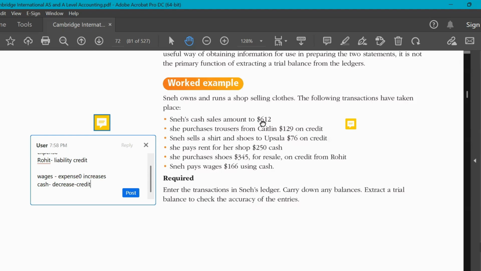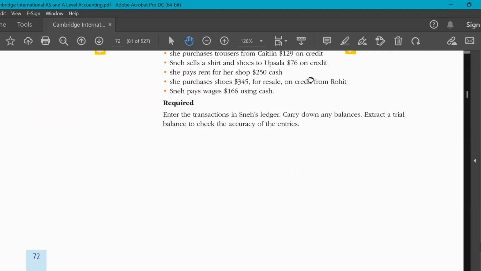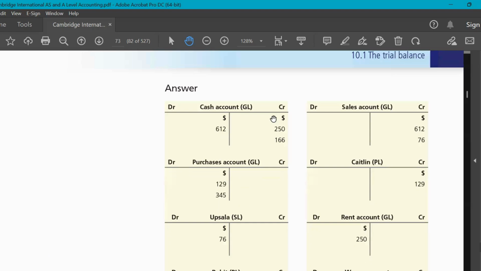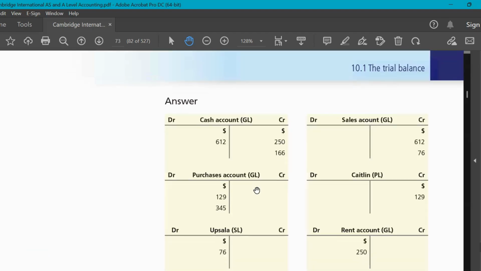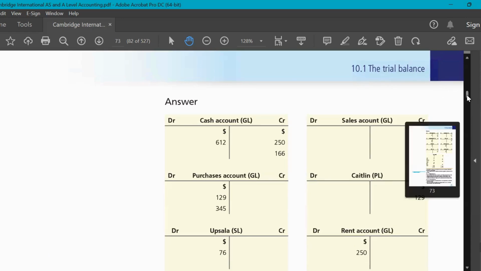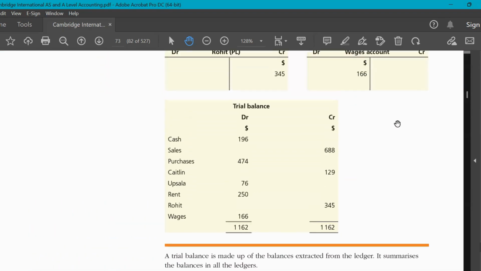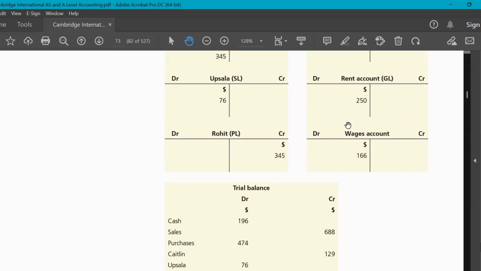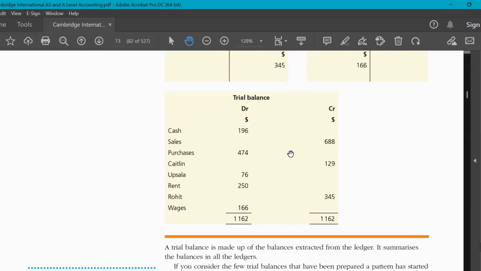So enter the transactions in the ledger, carry down any balances, extract the trial balance. Let's double check here now. So this is what we call the T account. You do have the transaction, and then you will have the T account here. Each account has the amount. And then after you do the T account, you have to prepare the trial balance.